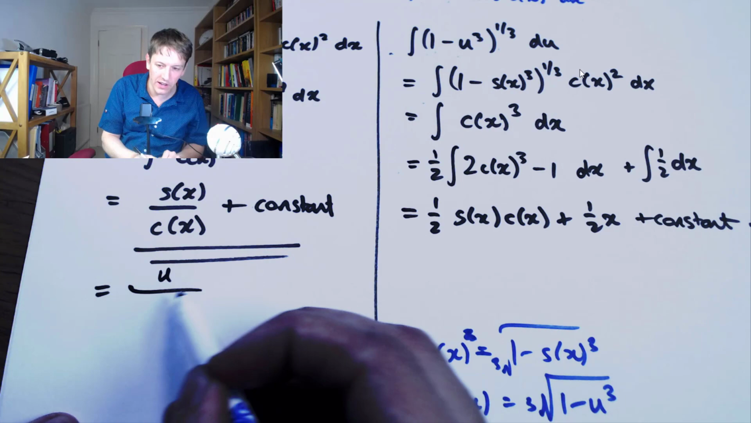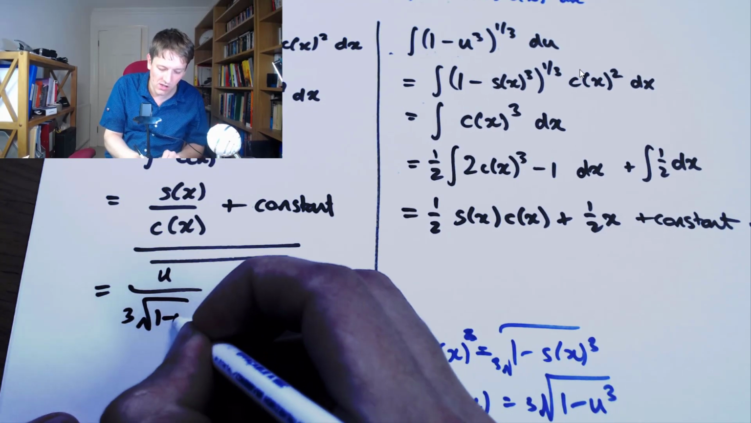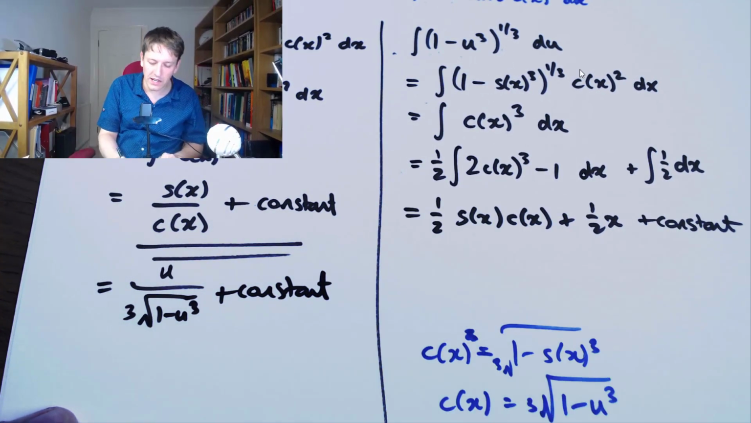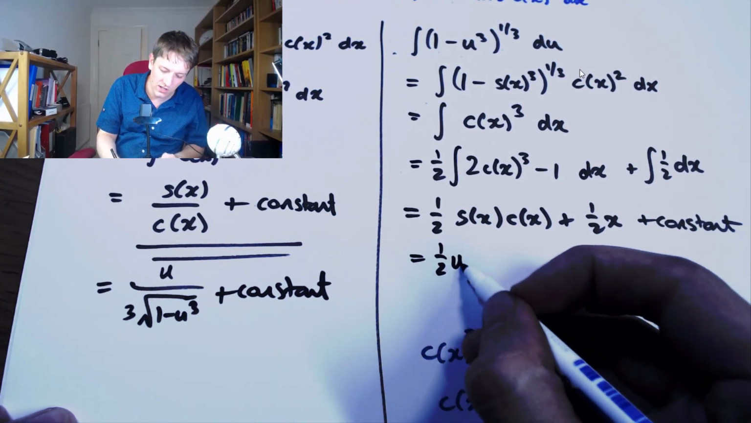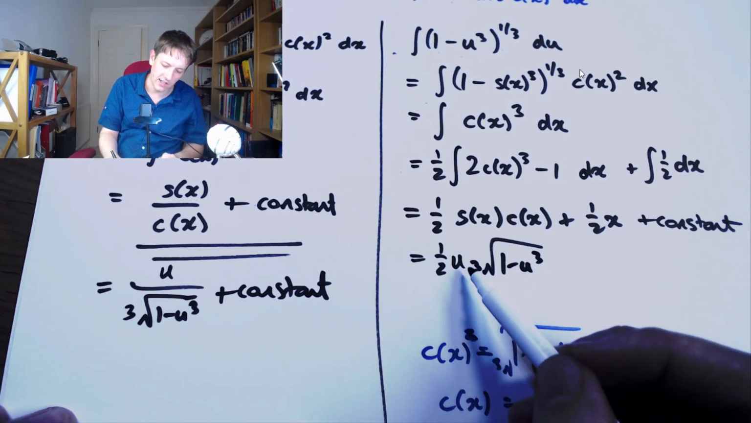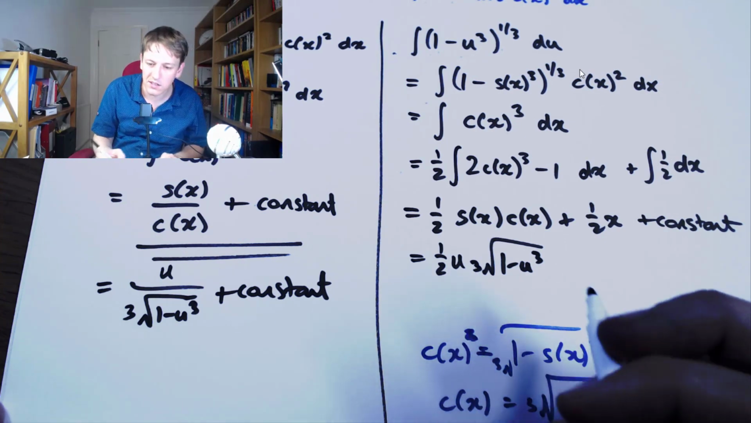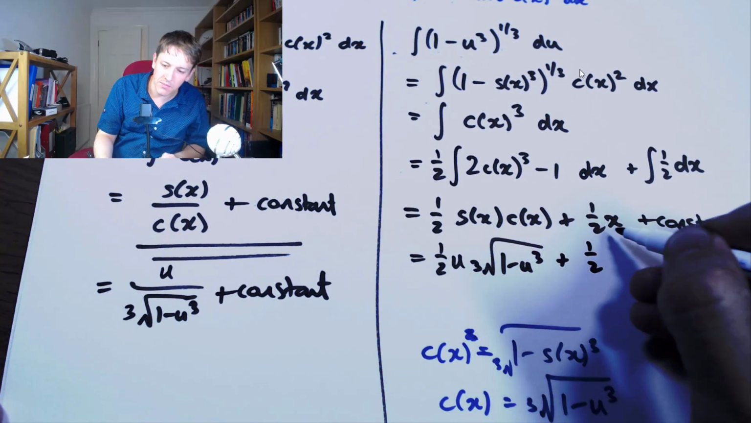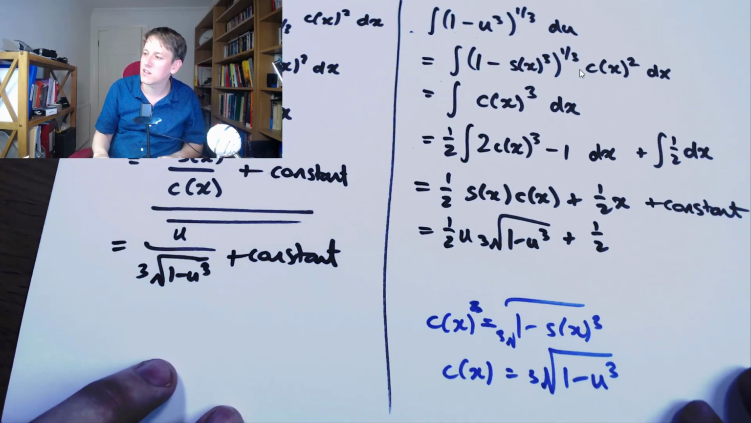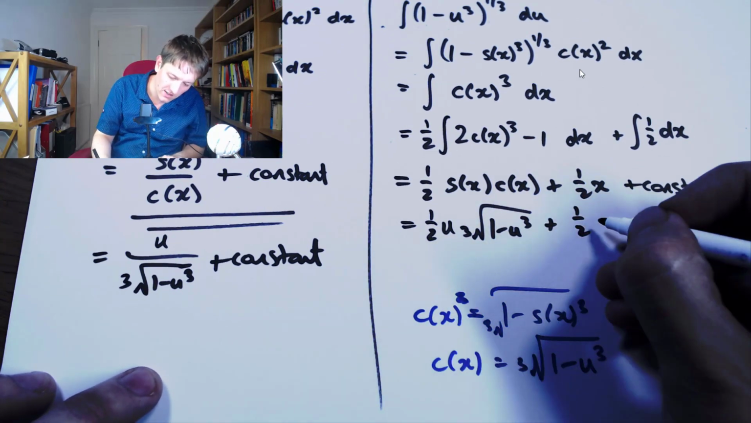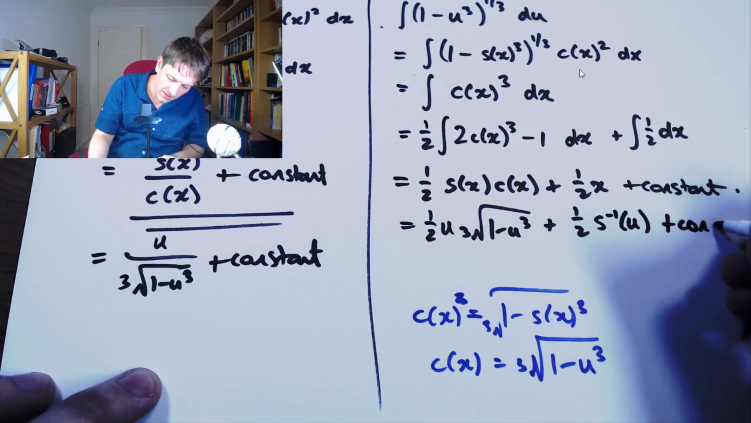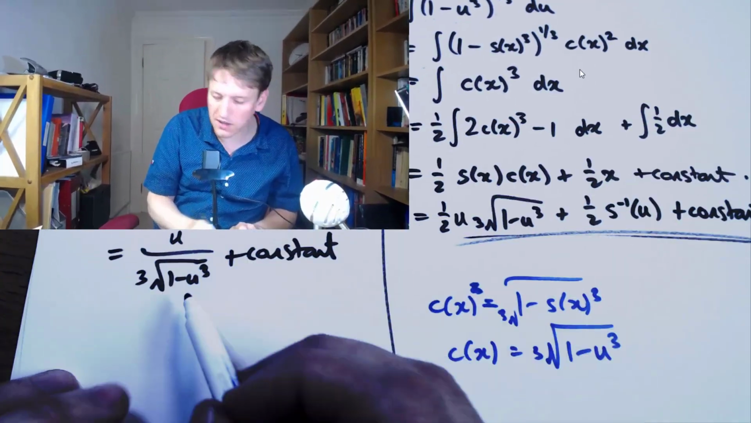So this is u divided by the cube root of 1 minus u cubed, and then I add a constant, and in this one I've got a half u times the cube root of 1 minus u cubed. I mean, you could write this as a third power if you like. This notation is a little bit messier. And then my x is again just u is s of x, so x is s inverse of u, assuming that inverse exists again, plus our constant. And then I think I am done.